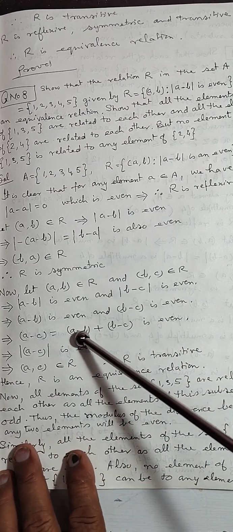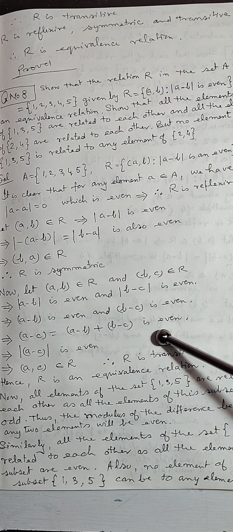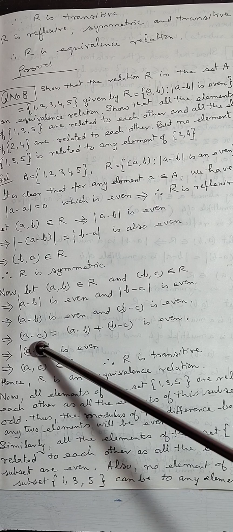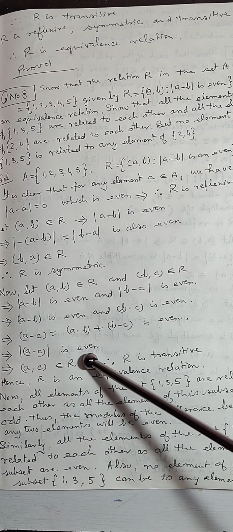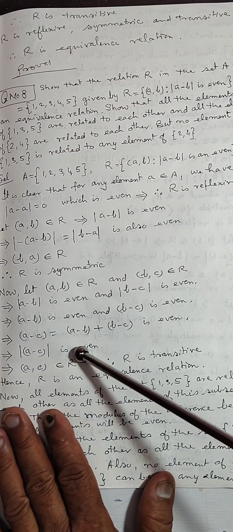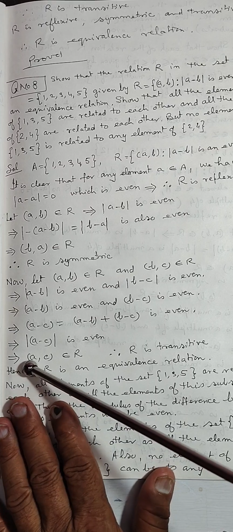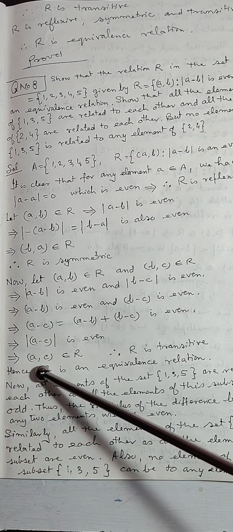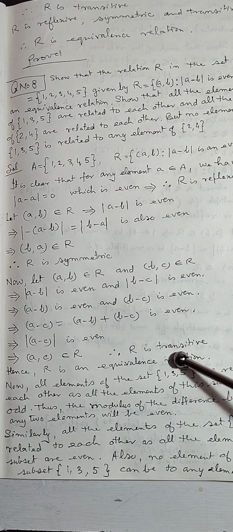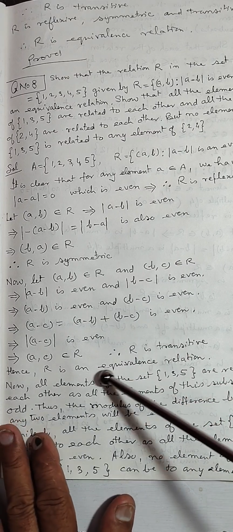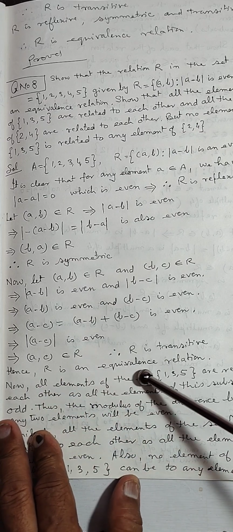अब देखिए दो इवन नंबर, ये इवन है, ये इवन. Sum of two even numbers is always even, and that is equal to a - c. So |a - c| is even. Next step देखिए, (a, c) belongs to relation, therefore relation is transitive. Hence, relation is an equivalence relation.